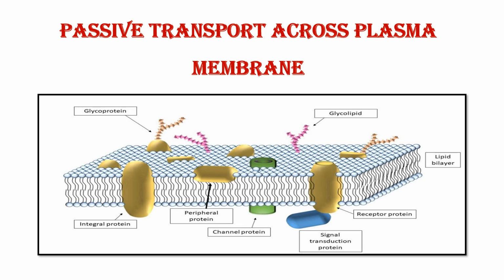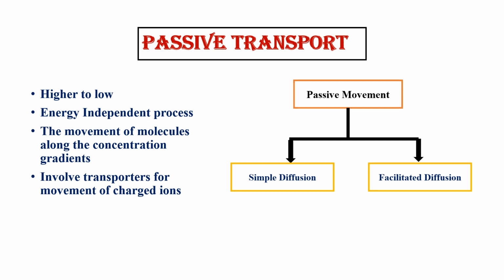Hello friends, in this video tutorial we will discuss passive transport across the plasma membrane. What is passive transport? Passive transport is the movement of molecules from the area of higher concentration to the area of lower concentration along the concentration gradient. This is an energy independent process.